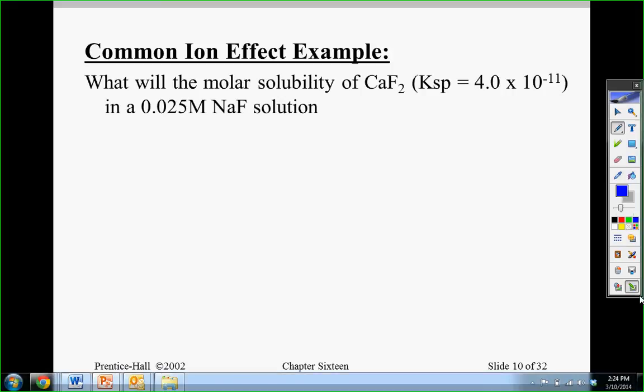All right, so let's do a formula. Any formulas that we could do? Any equations? Anything like that? What do you think? All right, so CaF2 is going to be what? Ca2+ plus 2F minus.